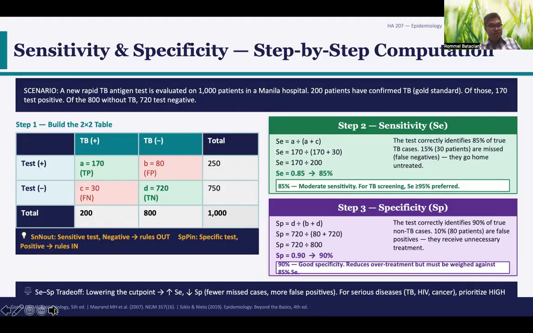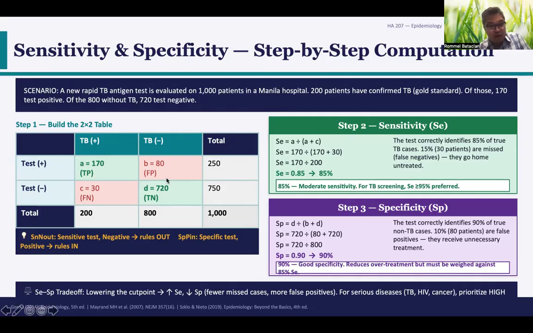So as we can see here, using that new rapid antigen test versus the gold standard, with TB positive and TB negative. So here are the values. Here, 170. What does this mean? 170 individuals who were diagnosed with confirmed TB using the gold standard also had a positive test detected based on the rapid antigen test.